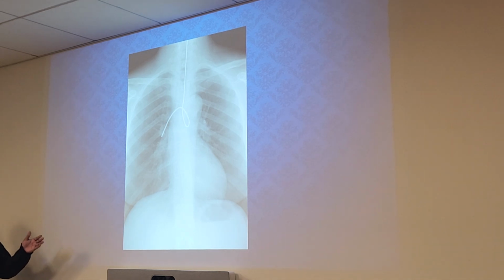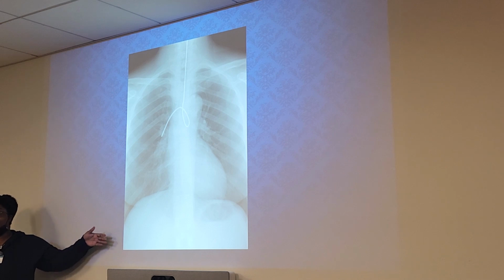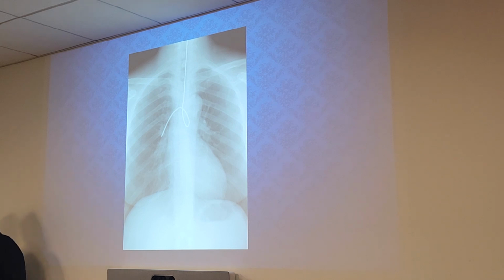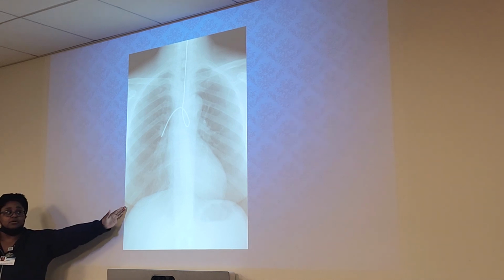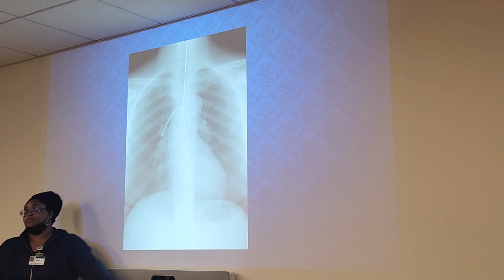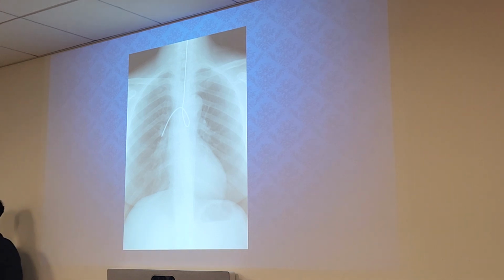So let's just say, for the sake of argument, this is supposed to be an AP, an erect chest portable, because you're checking for tube placement. Why are we cutting off the sides of the lungs and the ribs? Why are we doing that?